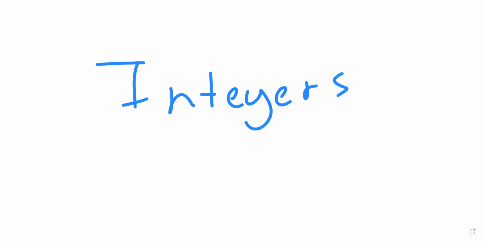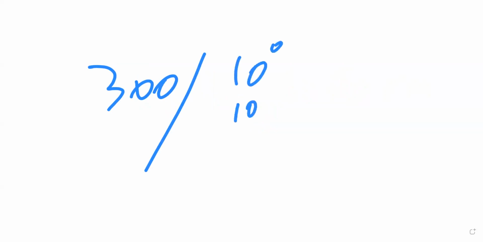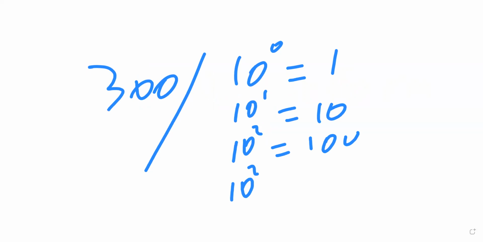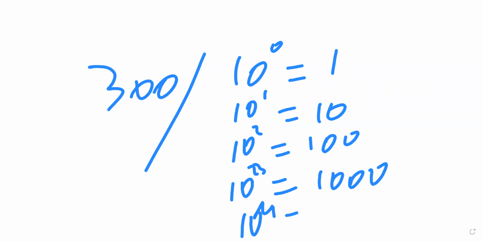And so let's just look at a simple example of this. Before I do that, let us make sure that we know how we represent these powers of 10. If I have 10 raised to the 0 power, that is equal to 1. 10 raised to the first power is 10, and 10 raised to the second power is 100. 10 raised to the third power is 1,000, and it continues. 10 raised to the fourth power is 10,000, and all of that.